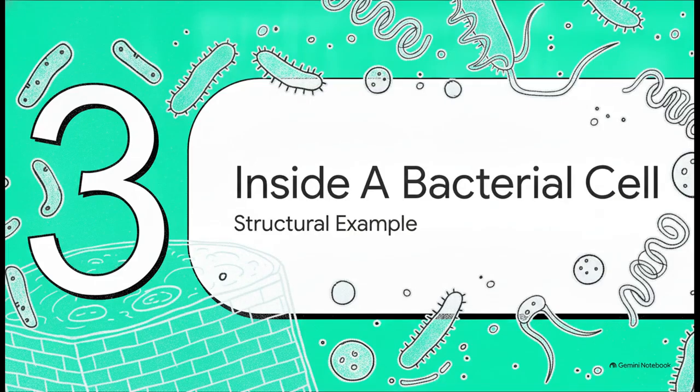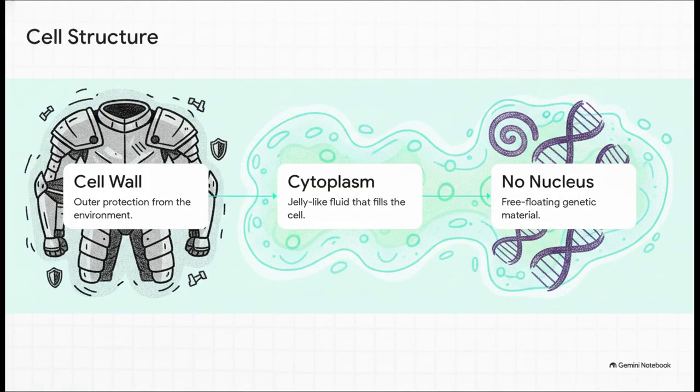Section 3. Inside a bacterial cell, a step-by-step structural example. Now, knowing they're simple is one thing, but picturing how they're actually built really makes it click. So here are the 3 main structural features you need to write down, step by step. Number 1, the cell wall. Think of this as outer protection, kind of like a tough suit of armor surrounding the cell to keep it safe from the outside world.